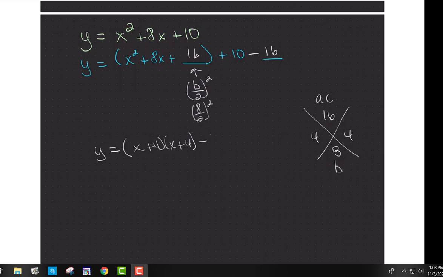10 minus 16 is negative 6. Get this into our cute little form. Okay. And now we're into our graphing form. And now I can find my vertex. So my vertex is going to be negative 4, negative 6.